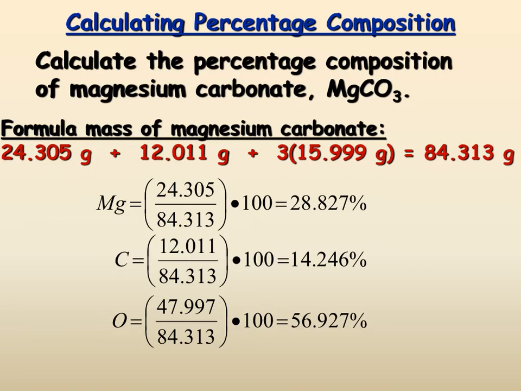Oxygen. Now, oxygen, you do have to include the total amount. So since it's O3, you take your 15.999 and multiply it by 3. All right, and then you divide by your total mass, and you get 56% or 57%.